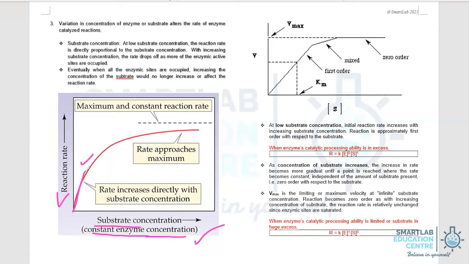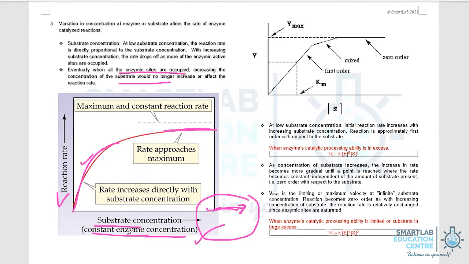However, as the enzymic sites become saturated, then you start to see that the rate, although it will still increase, is no longer proportional to the concentration of the substrate. And subsequently, it will hit a plateau. The reason why it reaches a maximum and constant reaction rate is because this is when all the enzymic sites are already occupied. It means that when you continue to increase the concentration of the substrate, there are no more enzymic sites available for the substrate to interact with. Hence, the reaction rate will remain unchanged.